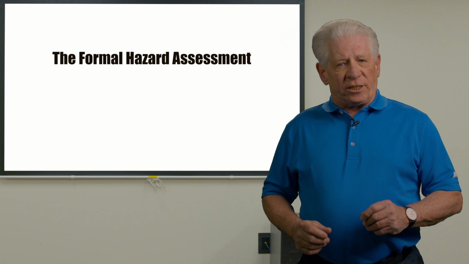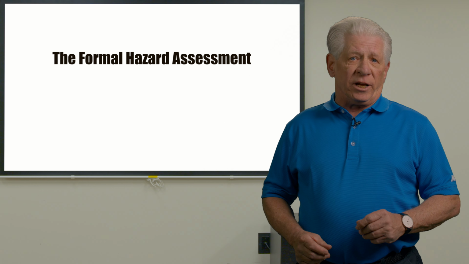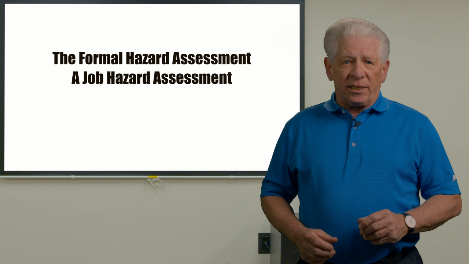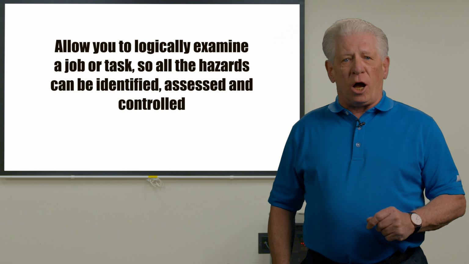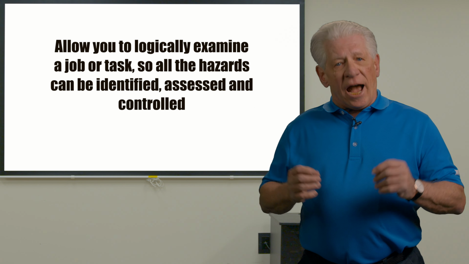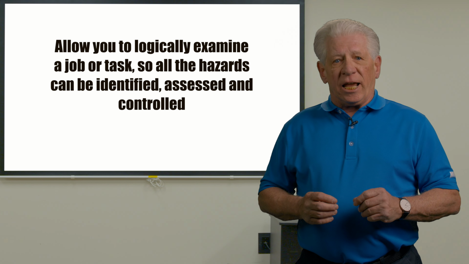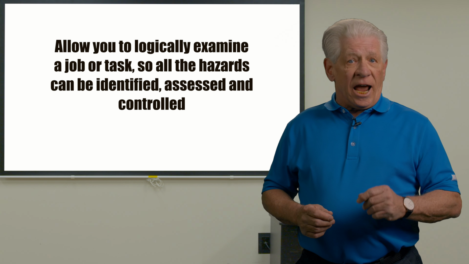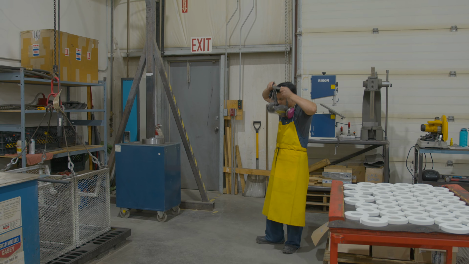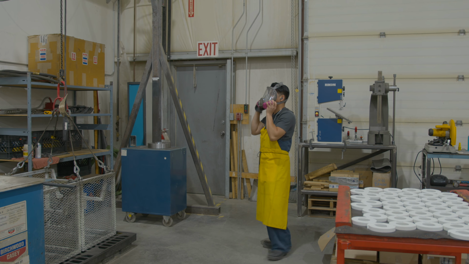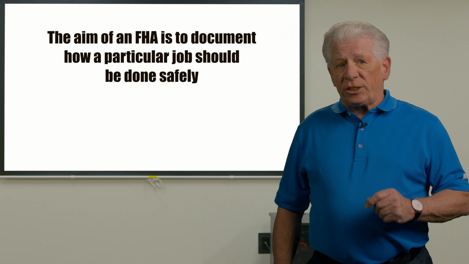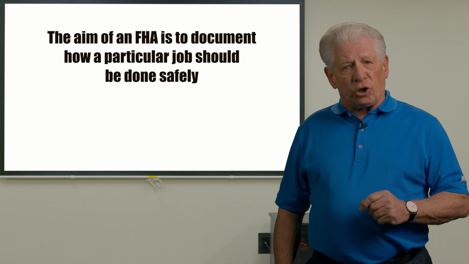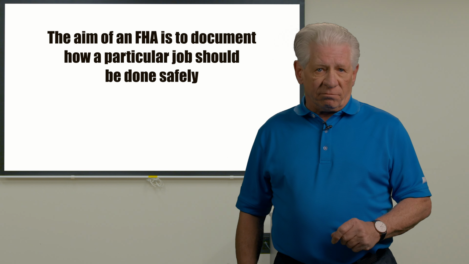The formal hazard assessment, which is also referred to as a job hazard assessment, is a safety tool to help people logically examine a particular job or task so that all the hazards associated with that job can be identified and assessed, and when necessary, suitable control measures can be determined. The aim of a formal hazard assessment, or FHA, is simply to document how a particular job should be done safely.